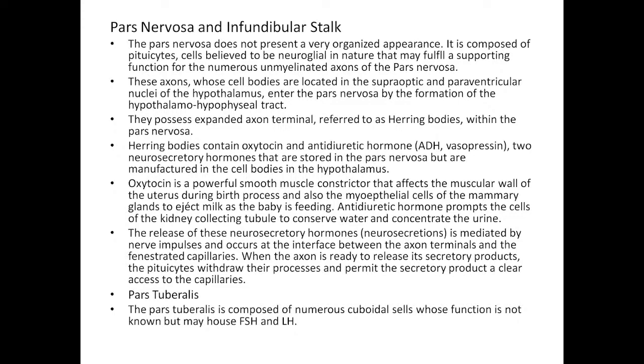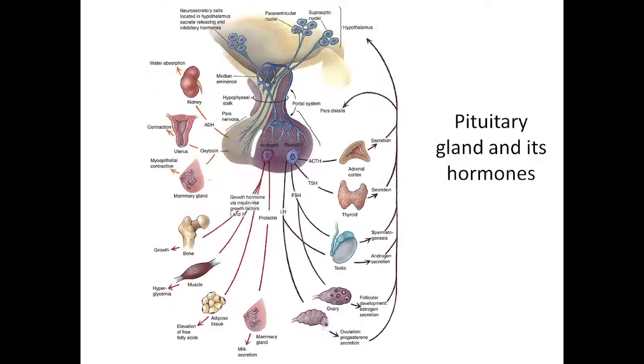Pars tuberalis. The pars tuberalis is composed of numerous cuboidal cells whose function is not known, but may house FSH and LH. In this picture, you can see the pituitary gland and its hormones. Note ACTH, TSH, FSH, LH, prolactin, growth hormone.